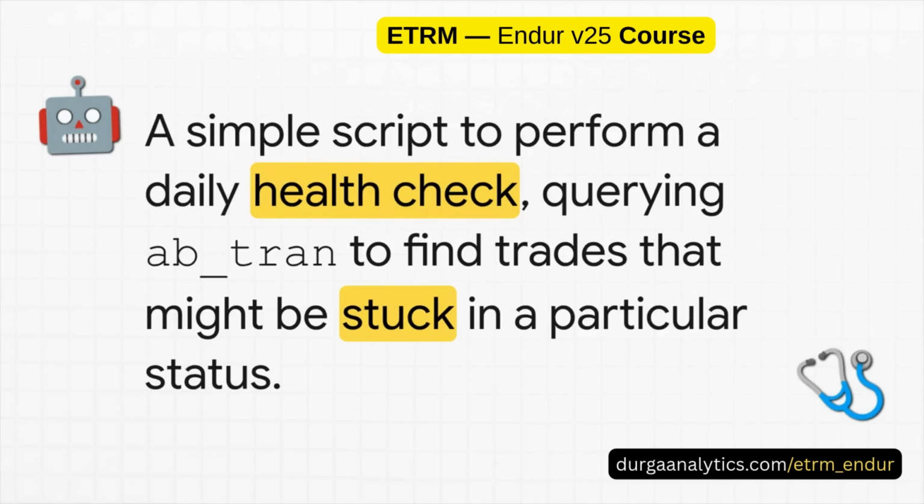This little code snippet here is a perfect example. It's a simple script that basically acts as a daily health check. It queries the ABTRAN table to find any trades that might be stuck in a particular status, say pending confirmation, and it flags them for attention. This kind of proactive monitoring is absolutely key to a smooth operation.